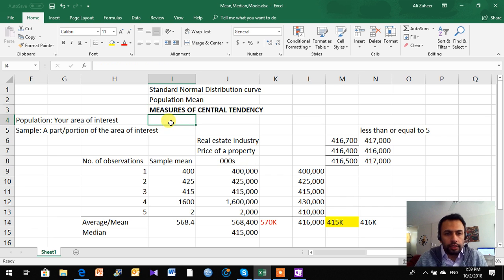In the last lecture, we discussed the standard normal distribution curve, and in this curve we mentioned the population mean. So I'm going to continue with the mean today. Before we continue with the mean, let me introduce what the meaning of population is.